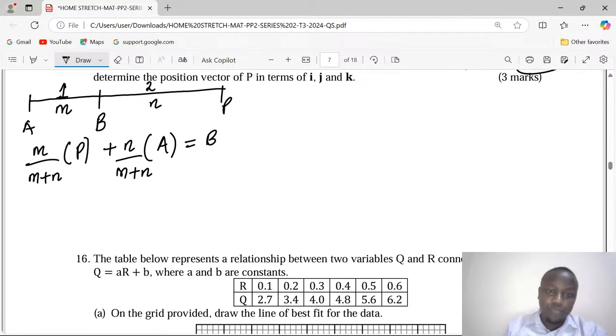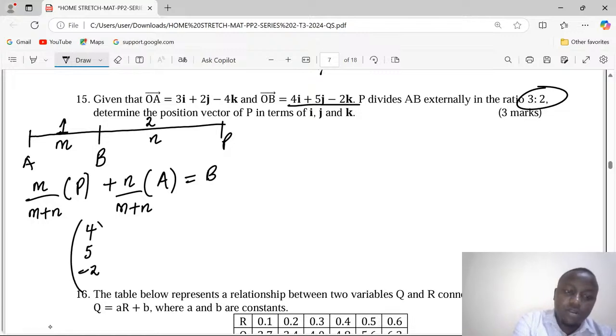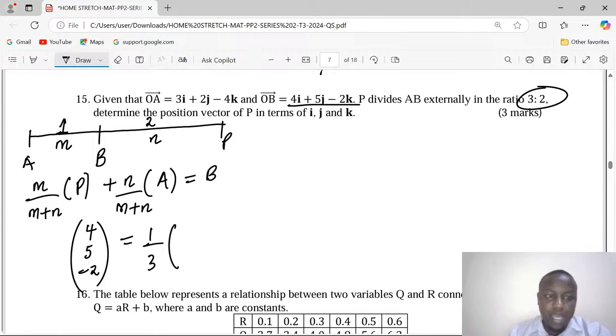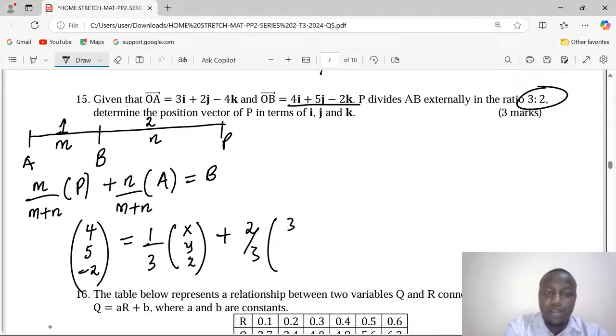And if this is so, then the coordinates of b, which we extract here, are 4, 5, negative 2. So 4, 5, negative 2 equals m, which is 1, out of total, which is 3, multiplied by the vector p. P is unknown: x, y, z. Then we add 2 out of 3 multiplied by the vector a, which is 3, 2, negative 4.